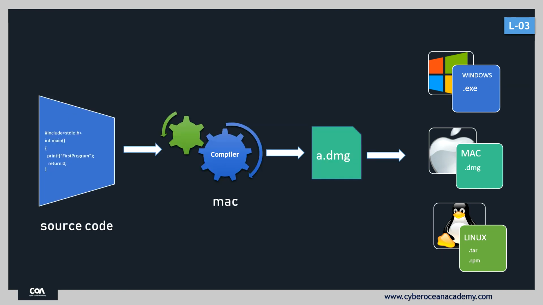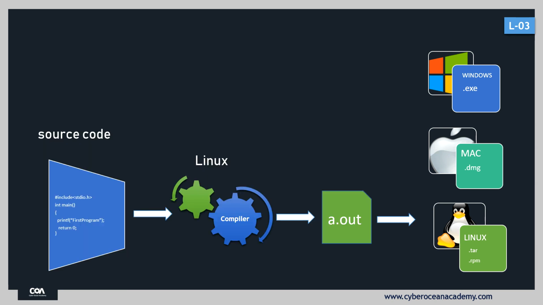In the same way, if you have a Mac C compiler, then it converts your source code into machine code, and the file extension of that machine code, that software, is .dmg. That software is not understood by the Windows or Linux operating systems. Also, if we have a Linux C compiler, then it converts your source code into machine code, and the file extension of that machine code is .out, and this software is only understood by the Linux operating system. Any other operating system like Windows or Mac does not understand this file.